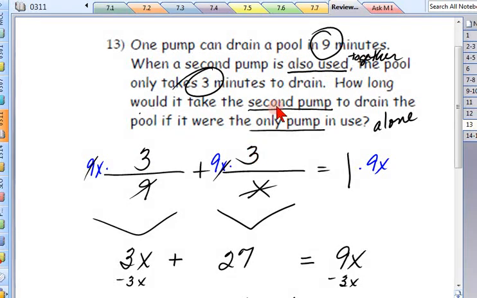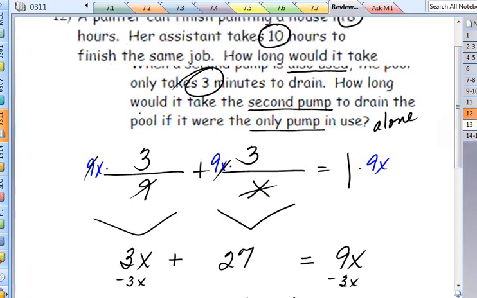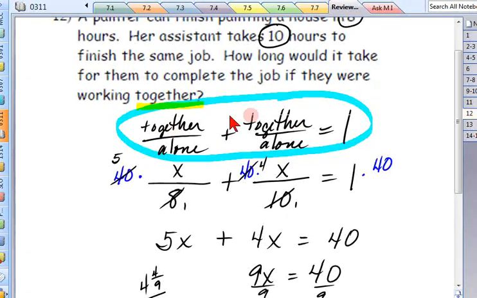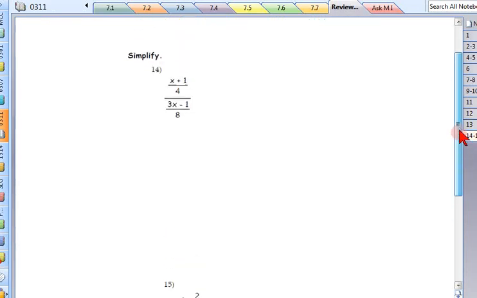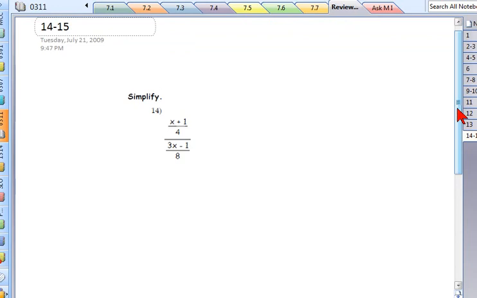How long would it take the second pump to drain if it were the only pump? That's its alone time, and we don't know it. Okay? That's the question mark. Yes. Okay. So you would want to make sure that you have this little format written down somewhere. Okay, last 2 questions. The instructions say simplify. These come from today's lesson on complex fractions.